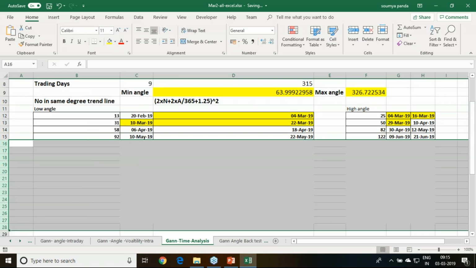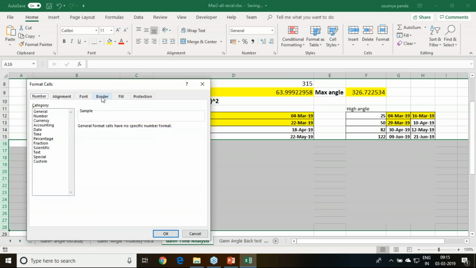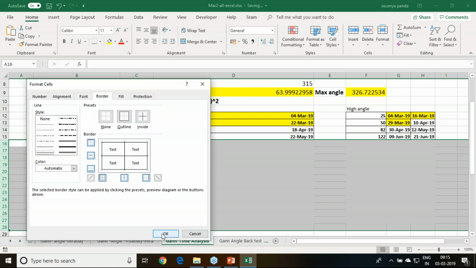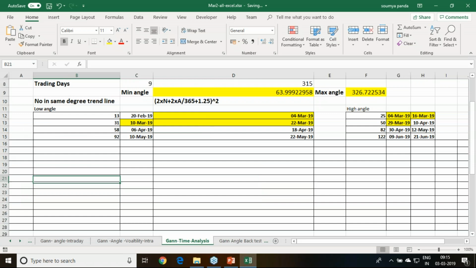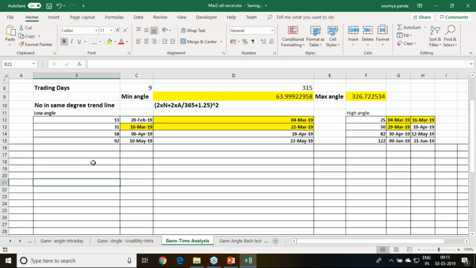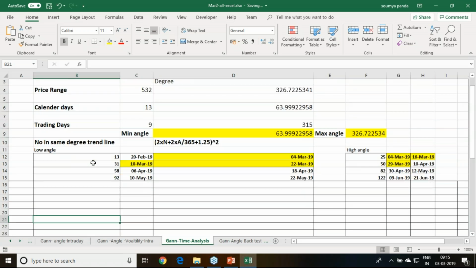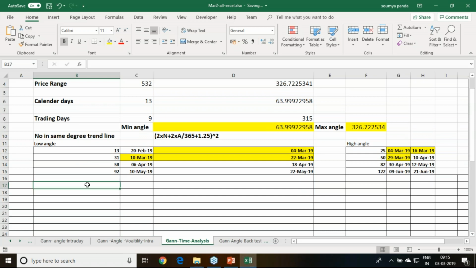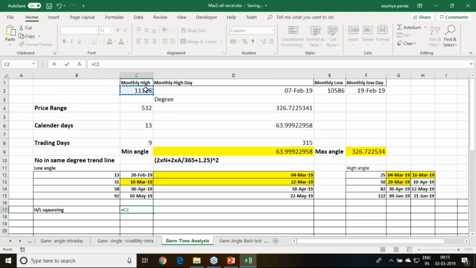Some borders and other things have come back now. Now coming to the calculations. First, high-low squaring. How do we have to find out high-low squaring? Whatever the monthly high, divided by the monthly low.